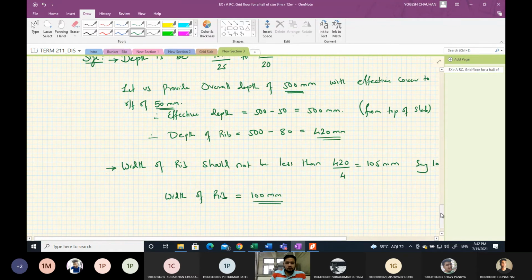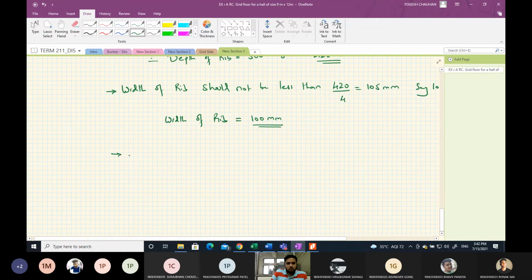And the clear distance between ribs will be equal to 1.5 minus this width 0.1, so that will be 1.4 meter center to center.